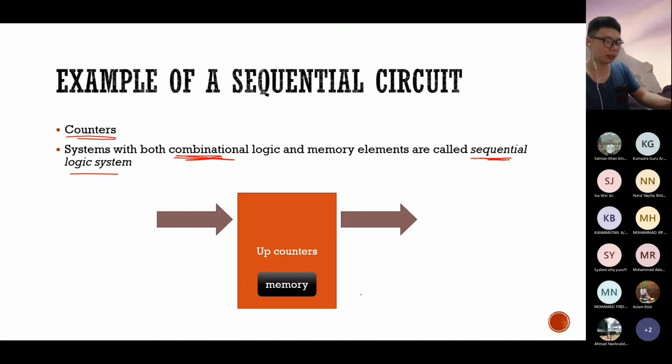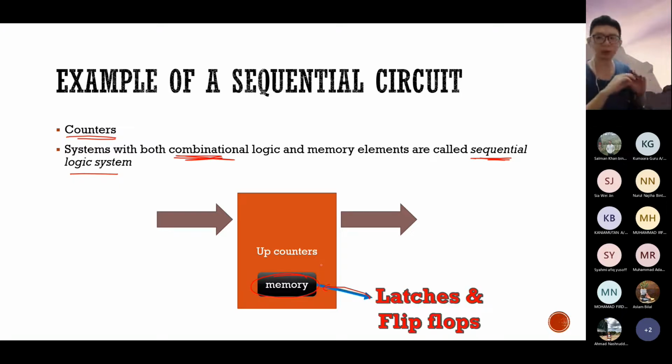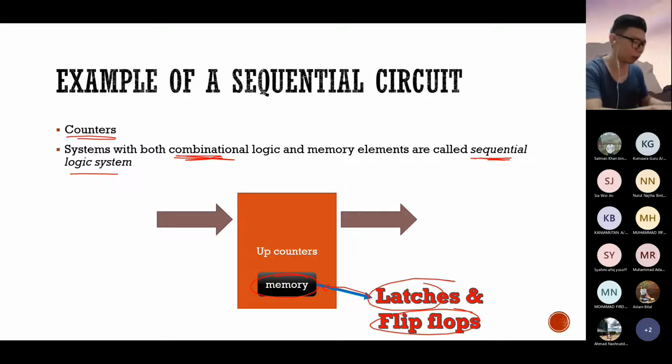And inside the counter, we have some kind of memory. So how do we construct this memory? How do we make sure our system has some memory? This is where our class today will come into play. Memory is constructed using two kinds of circuit. One is latches, and number two is flip-flops. In this topic, we are going to learn what latches are and what flip-flops are.